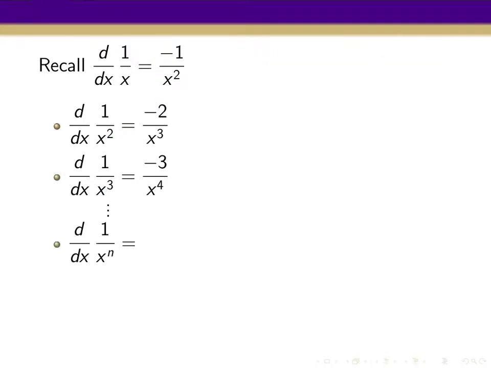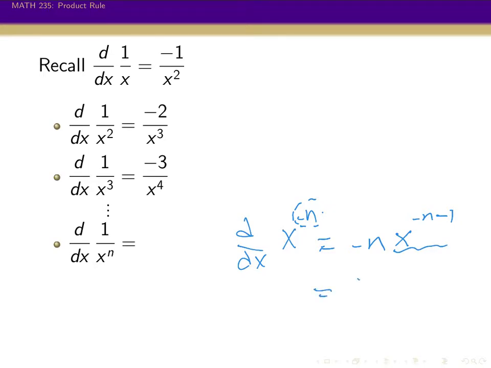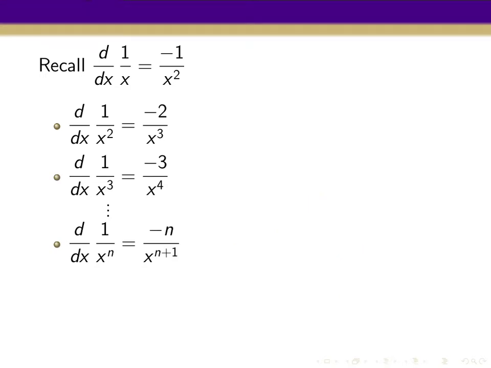So if we continue this on, this would be d dx of x to the minus n. Well, this same pattern is going to hold, and so the minus n is going to come down, and then we'll have x to the minus n, and then subtract 1 from that. So it would be minus n times x to the minus n minus 1. But then if we want to move this into the denominator, it's going to be minus n over x to the n plus 1. And so that's in fact what will happen if we keep working along this way. So the derivative of 1 over x to the n is equal to minus n over x to the n plus 1.